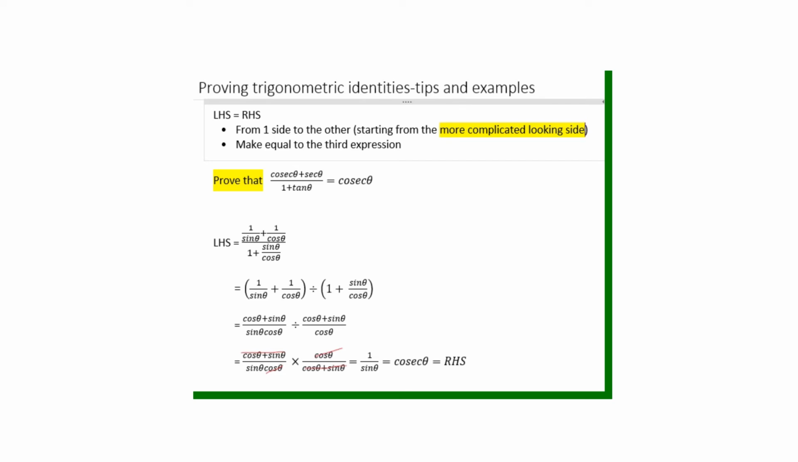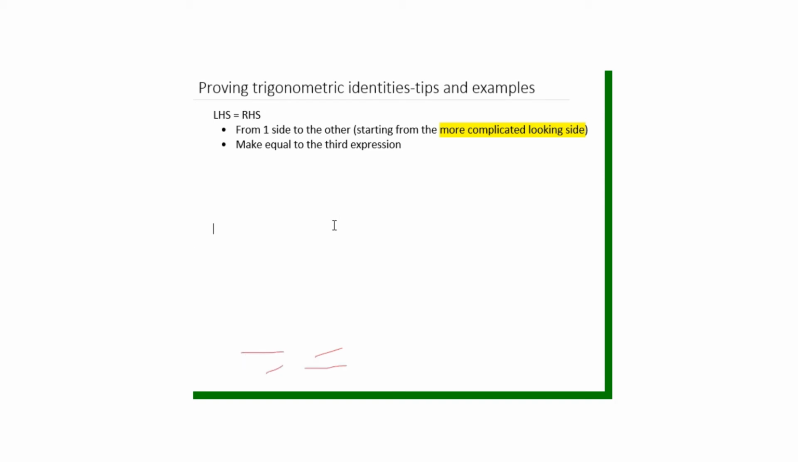Now I have the second dot point here. Sometimes it is quite useful that you show that both the left hand side and the right hand side are equal to a third expression. Sometimes it is useful to do that instead of going from one side to the other. So I'm going to show you how to do that next. So let's delete this so we have some space.